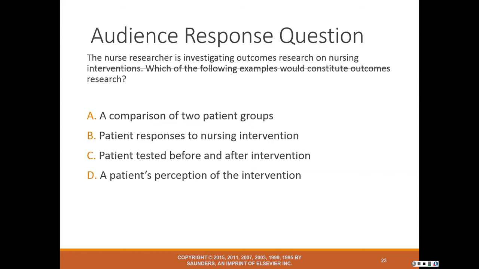Patient responses to a nursing intervention. Okay, so B would be the answer.